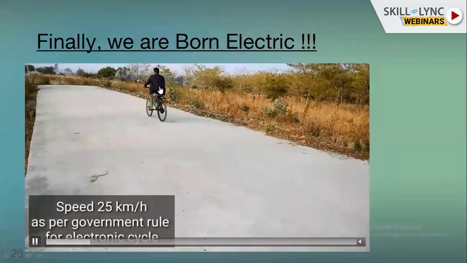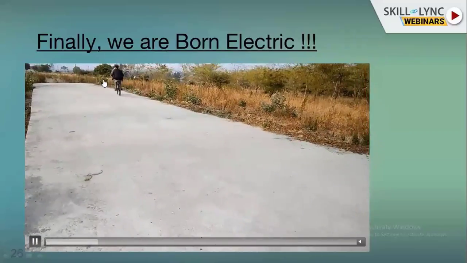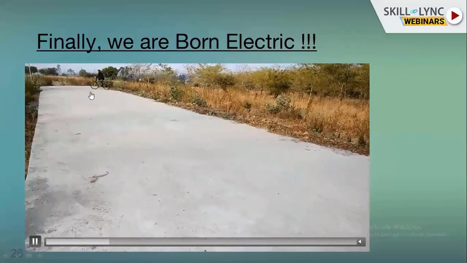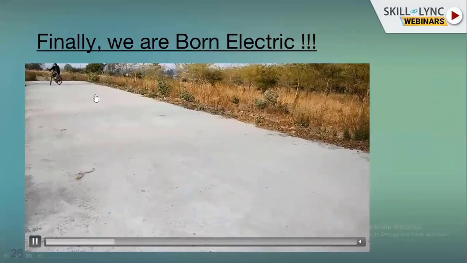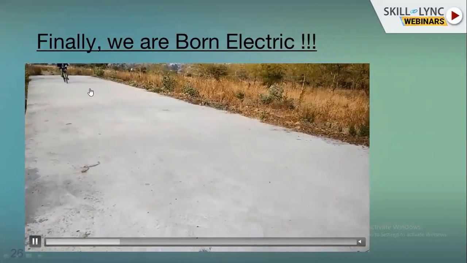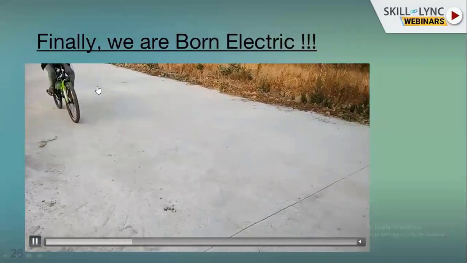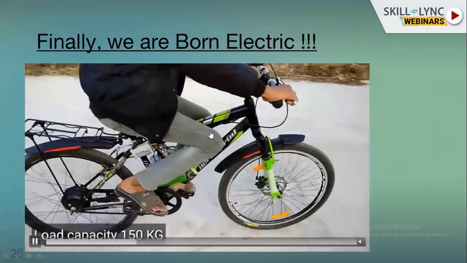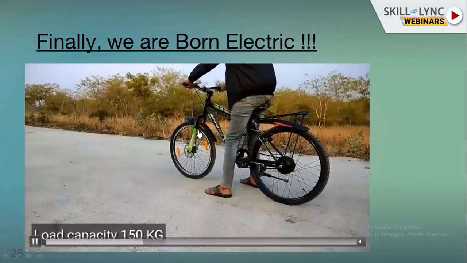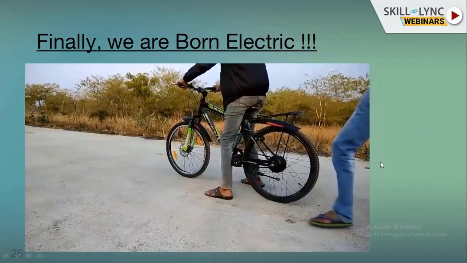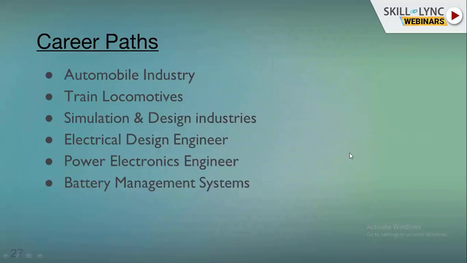If you look at this vehicle, the throttle is being changed and the speed is being changed. It is the same as changing the regulator of your ceiling fan. There could be some differences and some similarities, not a worry. But observe the way. I can say that finally, we are born electric. This is how things work for a simple EDU with its components.